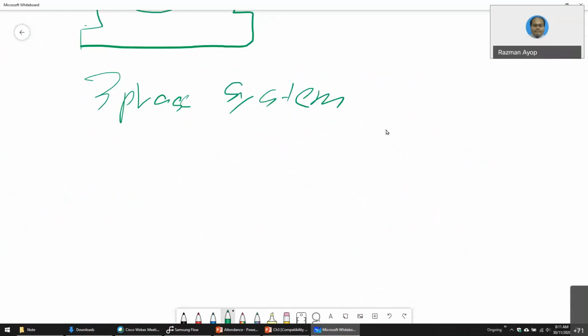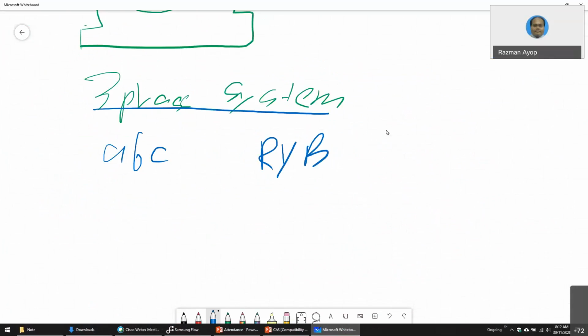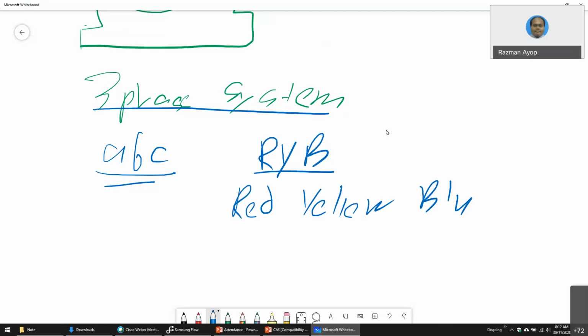Okay, there are two types of labeling. Either you can use A, B, C or R, Y, B. ABC is just ABC, just follow the sequence. RYB means red, yellow, blue. Make sure you take note of this, because the note provided does not completely show the meaning of this. So ABC is just the sequence ABC, and RYB is just red, yellow, blue.